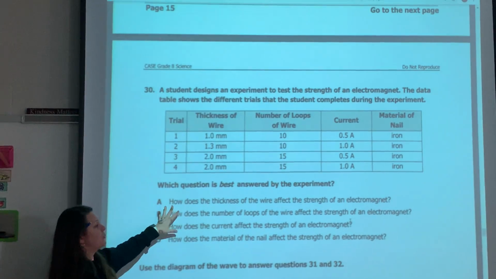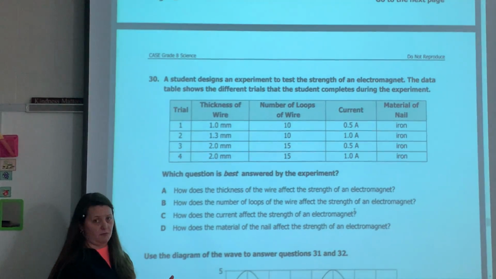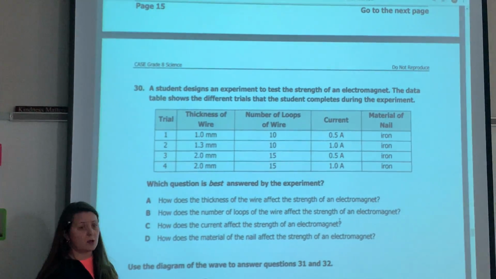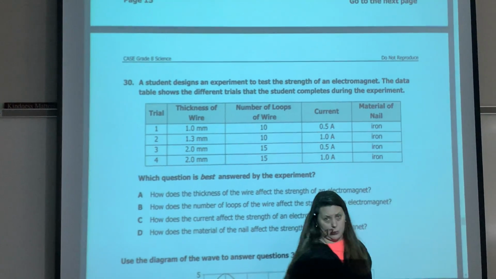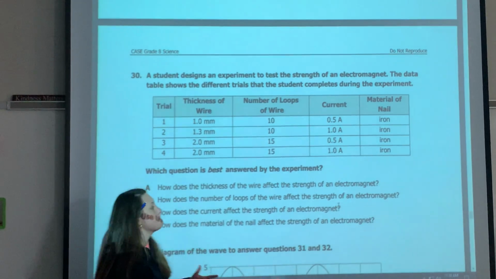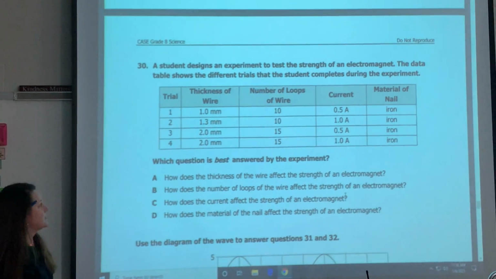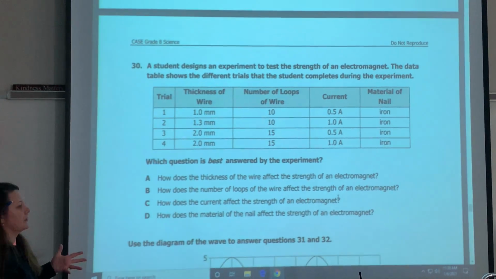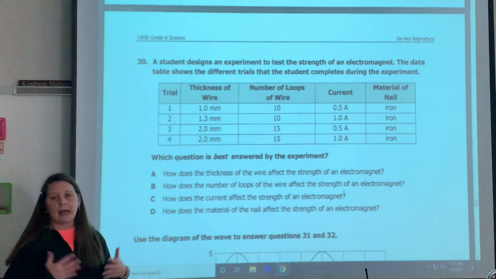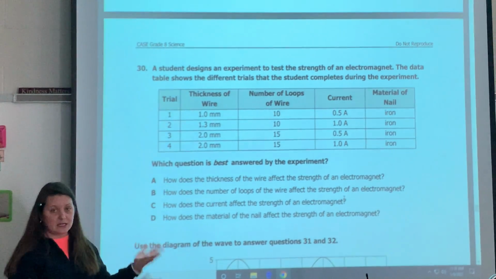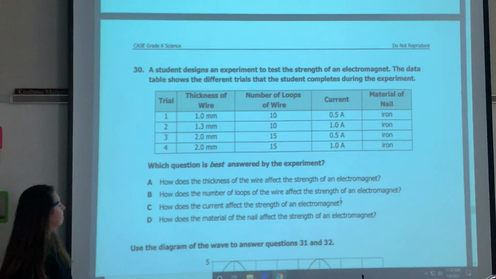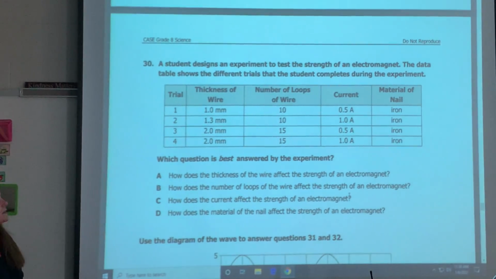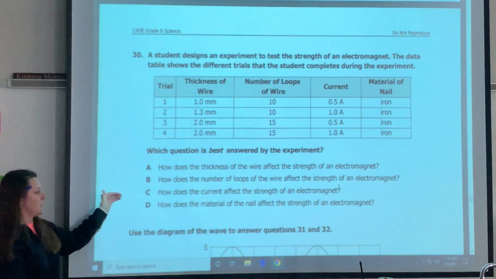And with this question, it's not giving us a dependent variable, which is our measurement. We don't know how much they're picking up. We don't know how much current's going through it. What is the strength of the magnet? We don't know. It doesn't tell us how many paper clips it picked up. It's not telling us that strength. So, C is your best answer here, even though A and B could possibly be answers as well. D is not for sure.